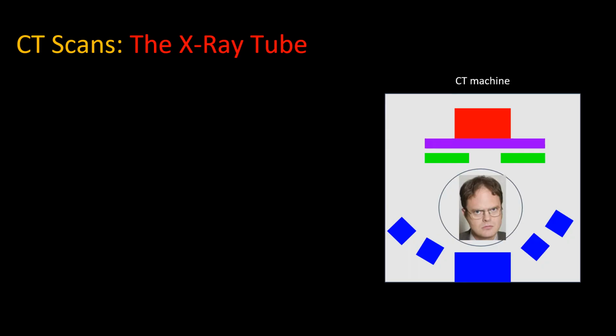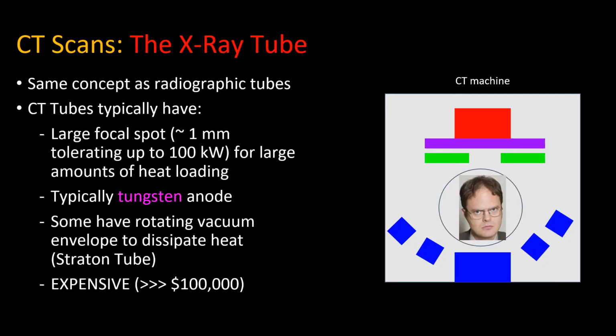These follow the same basic concepts as radiographic tubes. The focal spot is the portion of the anode that receives the electron beam from the cathode. It's large for CT compared to, say, mammo, where the focal spot is 0.3 to 0.6 millimeters. For CT, it's about 1 millimeter.